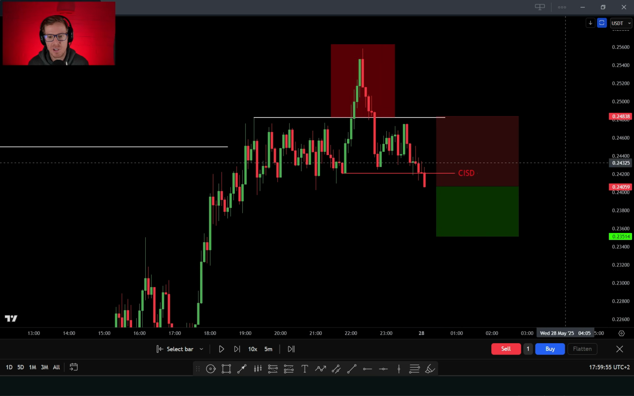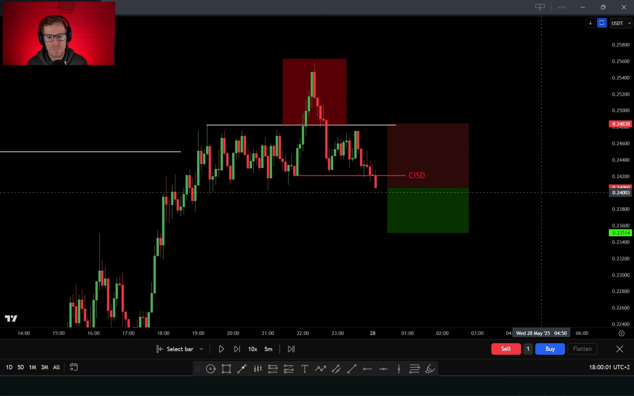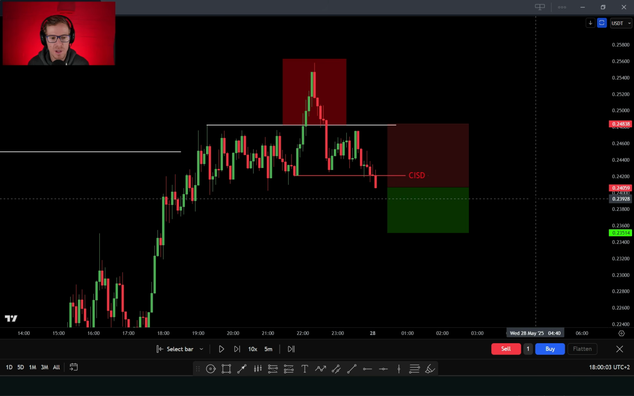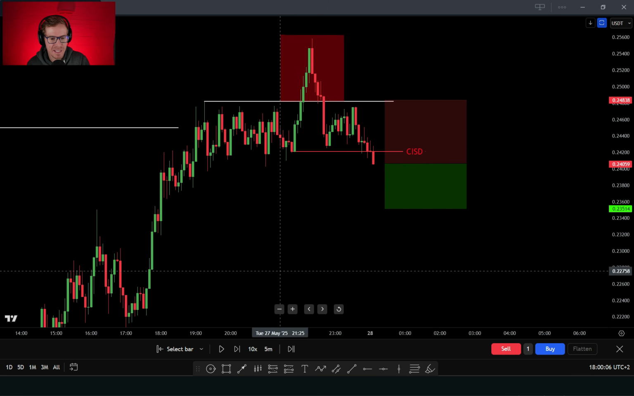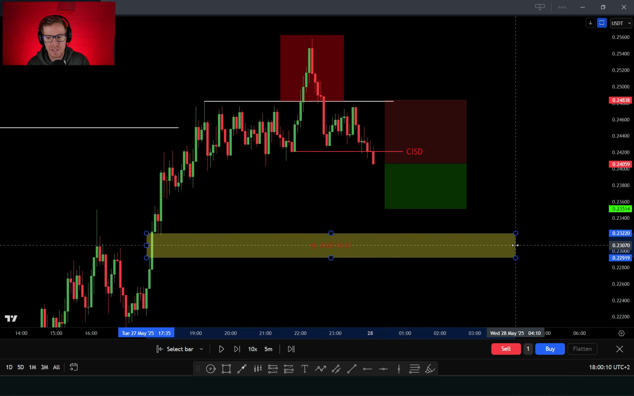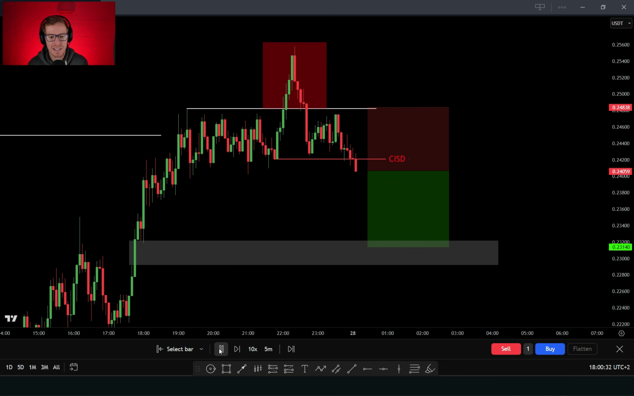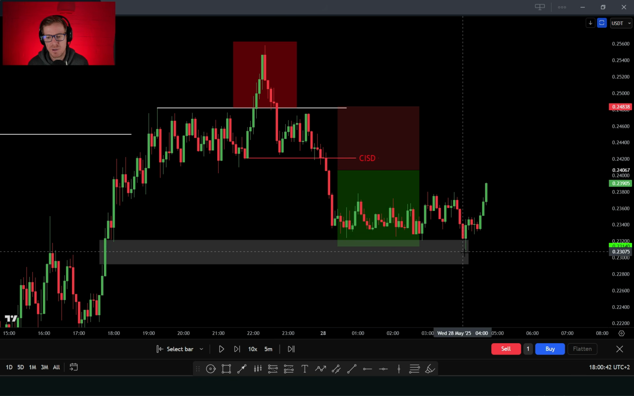And then our targets are going to vary depending on your tolerance and what kind of targets you like to go for. I like to just target fair value gaps. So you can see here we've got a fair value gap down here. And this was precisely my entry setup. So let us see how it goes. There you go. Price tapped into our take profit region.